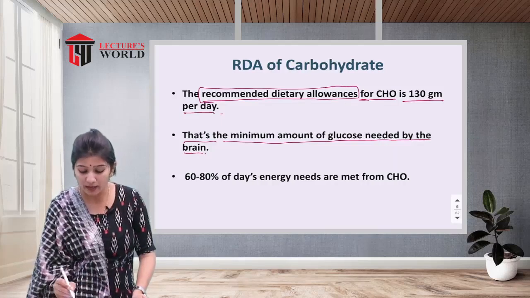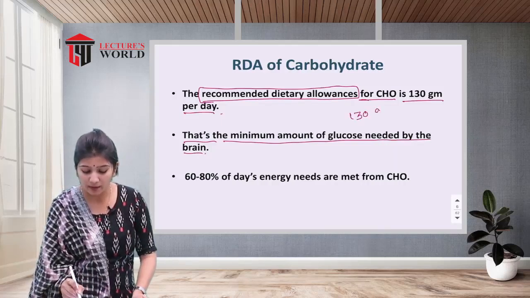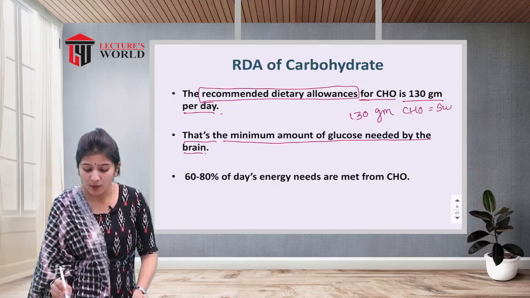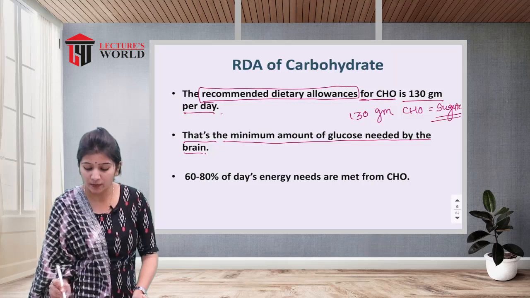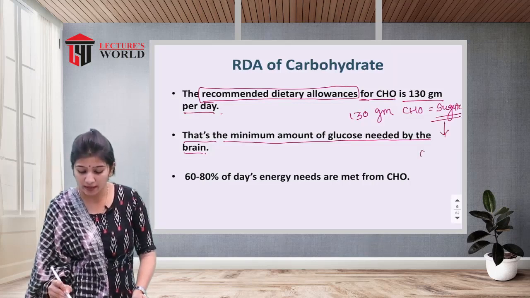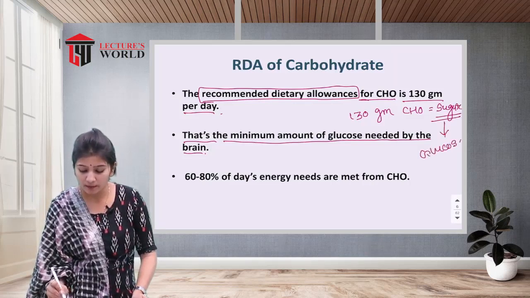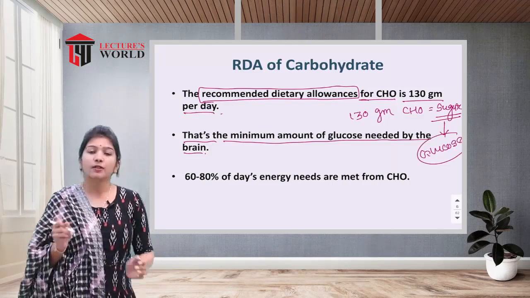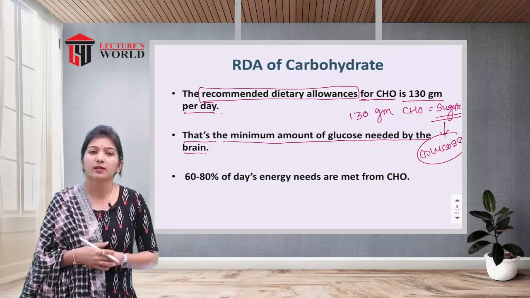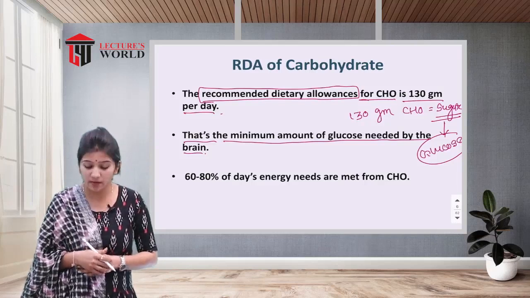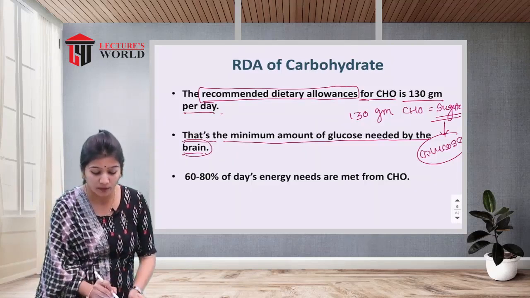So if you are eating this 130 grams of carbohydrate, and carbohydrate is one of the sugar contents, and sugar is what? That is glucose. So that 130 grams of glucose is very necessary for the normal functioning of the brain.